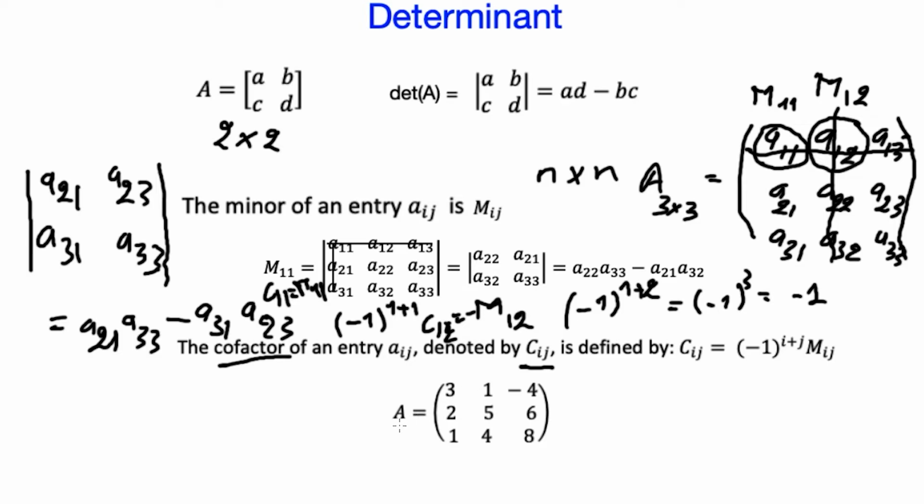And for example, for the matrix A here, we can compute the 1,1 entry here, which is the 3 here. So to get the 1,1 entry here will be the minor of this 3.